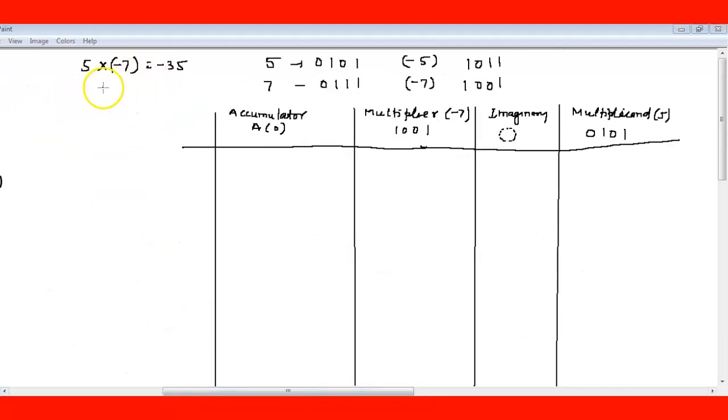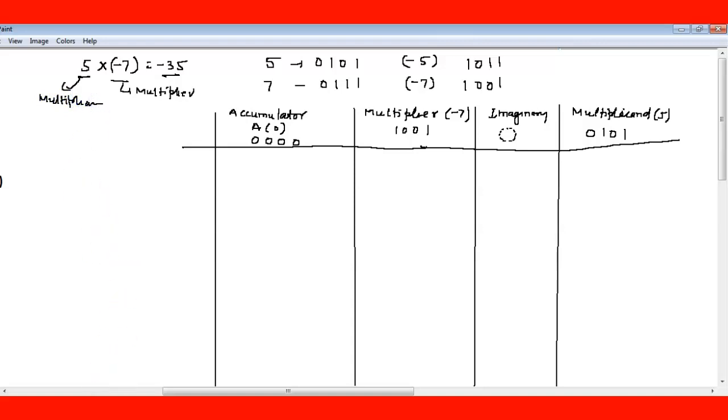So in this question we are doing multiplication for 5 into minus 7. Minus 7 is a negative number, so these are signed numbers. So 5 into minus 7, the result should be minus 35. First, both of the numbers, multiplicand and multiplier, you write in the form of binary, and both in the second complement as well. So initially the accumulator value is 0 0 0 0 0. This is the multiplier, and this is the multiplicand.